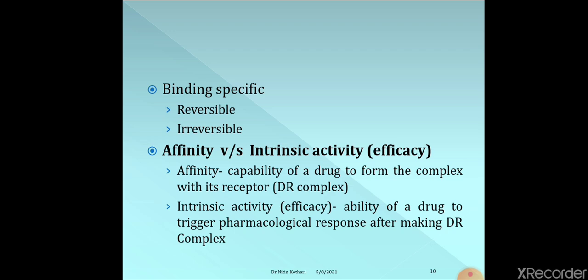Similarly, if a drug is capable of binding to its receptor successfully, this is the primary thing, that is called affinity. And as a result of binding of the drug to the receptor, the DR complex is formed. But what happens then?